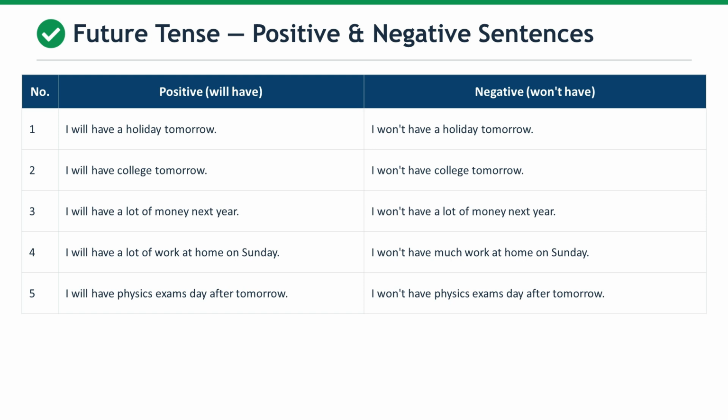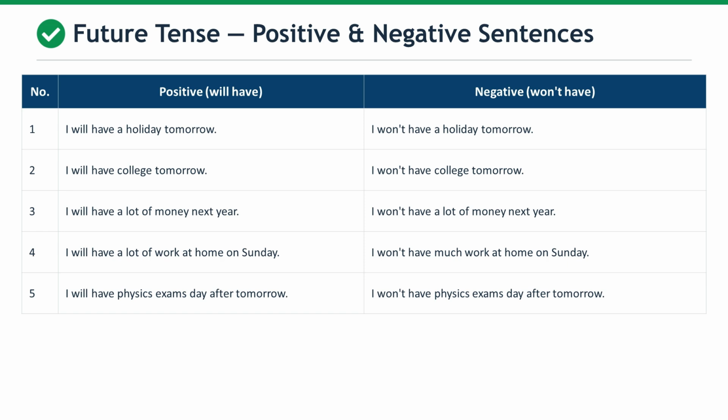Number 1. Positive, I will have a holiday tomorrow. Negative, I won't have a holiday tomorrow. Number 2. Positive, I will have college tomorrow. Negative, I won't have college tomorrow. Number 3. Positive, I will have a lot of money next year. Negative, I won't have a lot of money next year.